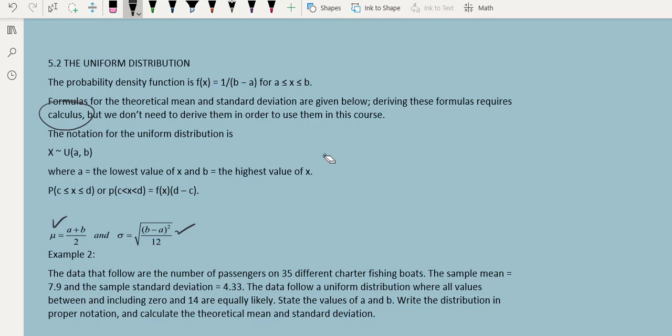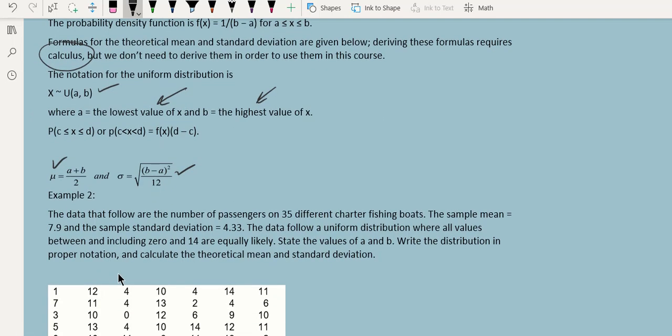The uniform distribution notation is given by x is equivalent to the uniform distribution of a to b, where again, a is going to be your lowest value and b is going to be your highest value of x, that is. And again, if we want to find that probability, it is f of x is d minus c. Again, d is the highest and c is the lowest.